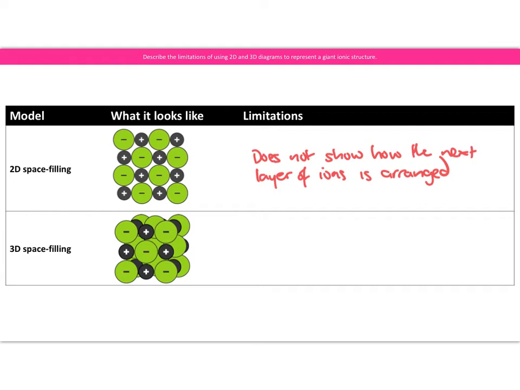It gives us that three-dimensional view. It still shows us that each ion is surrounded by ions of the opposite charge, but it only shows the outer layer of the compound. So it's harder to see what's going on sort of behind that first layer. But it is probably the best representation, if I'm honest.